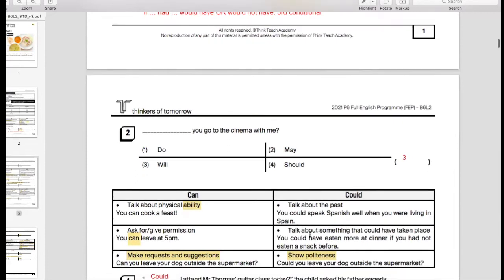Let me talk about something that has taken place. Same thing here. In the past, you could have eaten, if you had not eaten a snack. So when you're talking about past tense, past events, you use could, you don't use can.